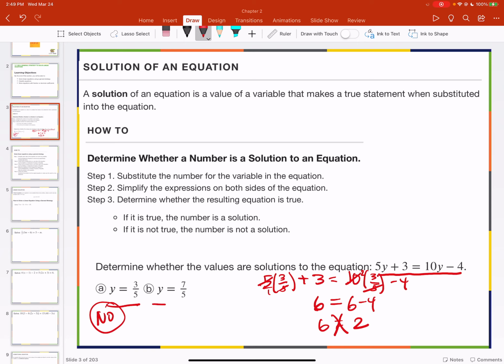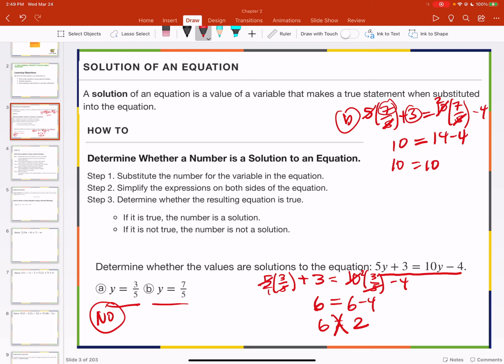What about the second one, 7/5? I'll just do that up here. We have 5 times 7/5 plus 3 equals 10 times 7/5 minus 4. Here the 5's cancel, and 7 plus 3 is 10. Here, 5 goes into 10 twice. 2 times 7 is 14, minus 4. So you get 10 is equal to 10. So yes, it is a solution.